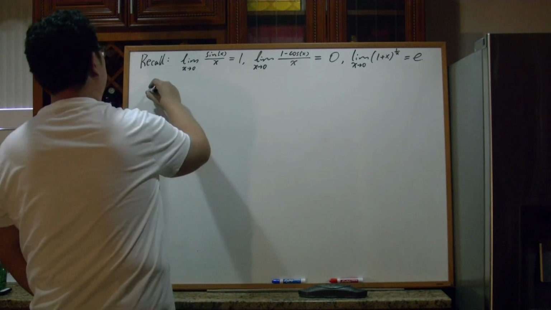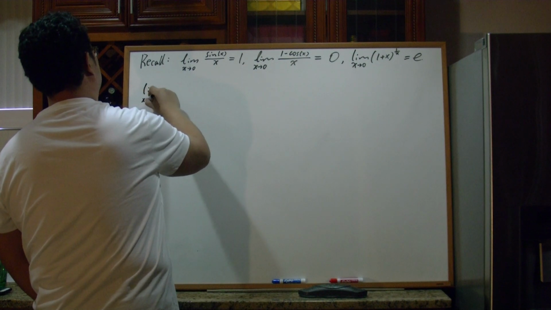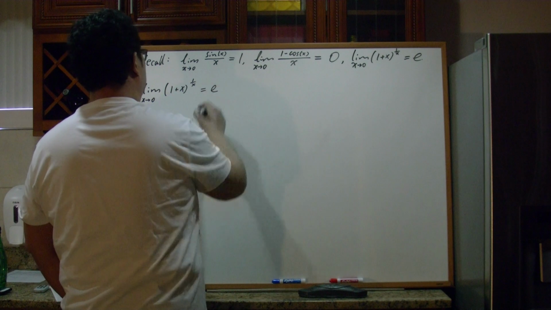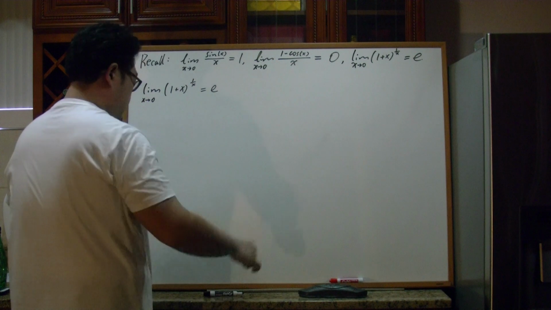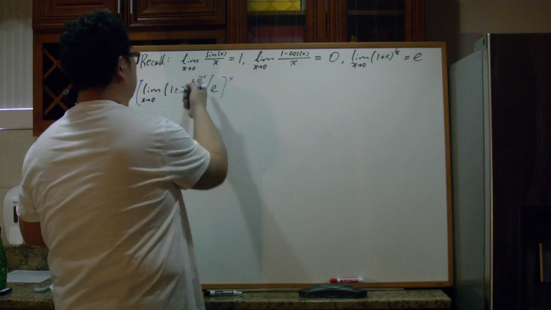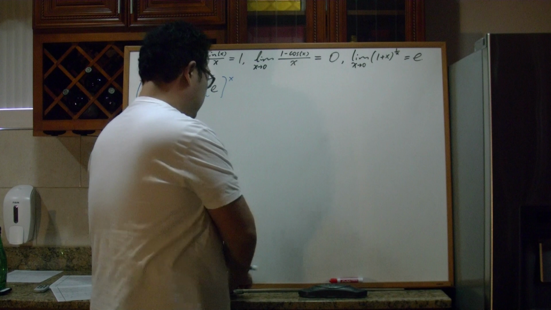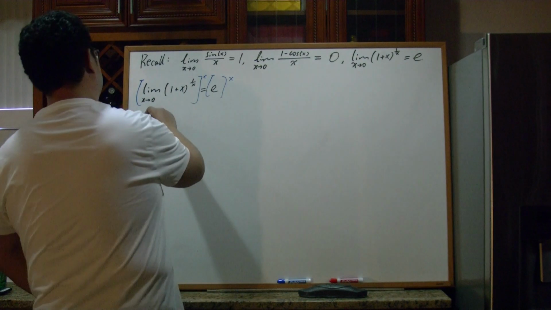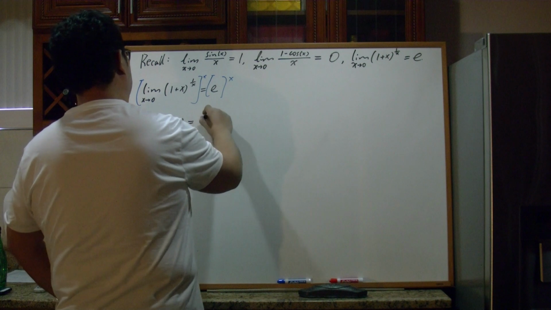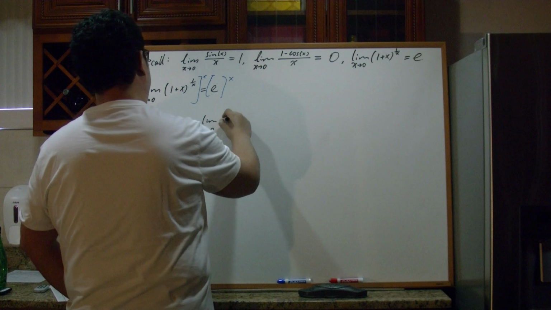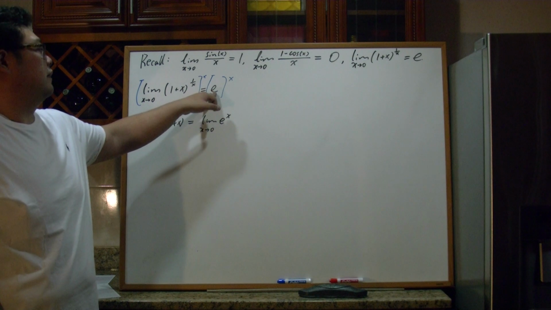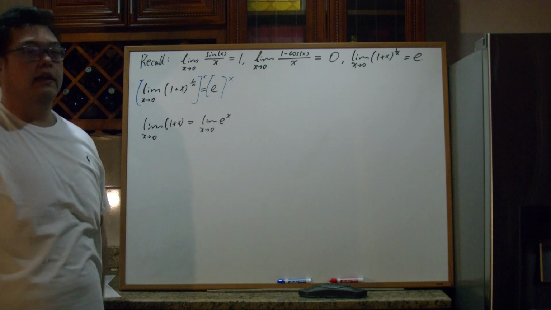The third limit we had seen before: the limit as x approaches 0 of (1 plus x) to the 1 over x equals e. Right, so if we take both sides to the power of x, of course that contains the limit, so the right side also contains the limit. So the limit will be the limit as x approaches 0 of e to the x. The limit of e is the same thing as e, then we apply the power x to it.